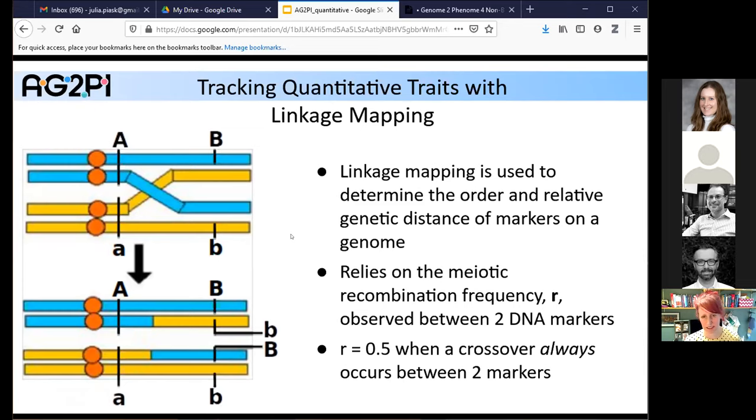And so that's just a lesson that in progeny you'll always recover parental chromosomal arrangements, as well as these recombinants.